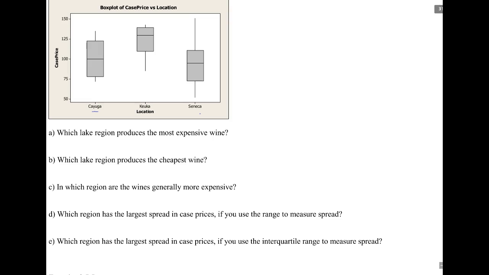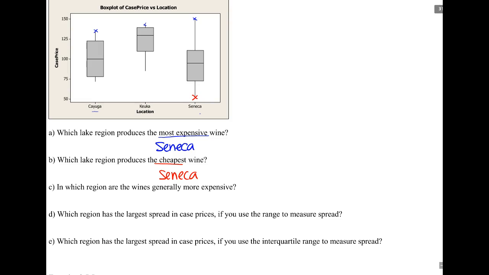First question says, which lake region produces the most expensive wine? So not in general most expensive, just the most expensive bottle of wine. So we're just looking at the maxes for each of these different regions, and we can easily see Seneca has the largest maximum value or case price here. The cheapest wine, same idea. We only care about the overall cheapest case, and that is also in Seneca.